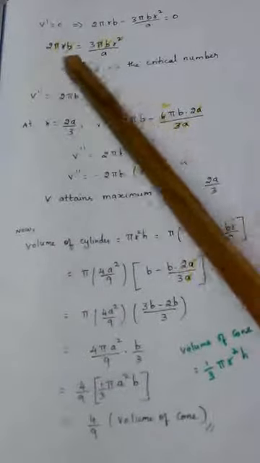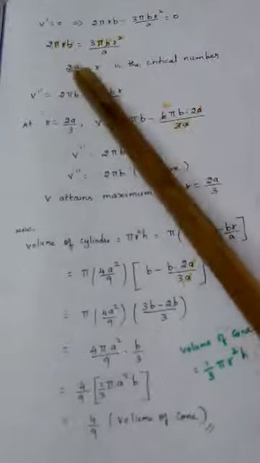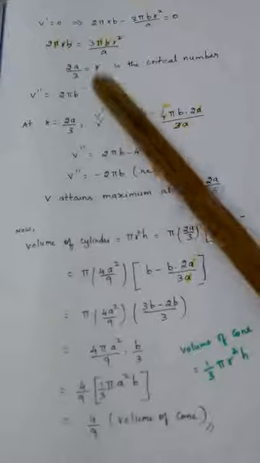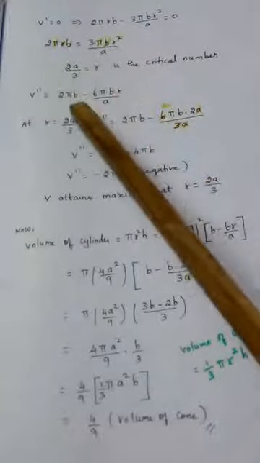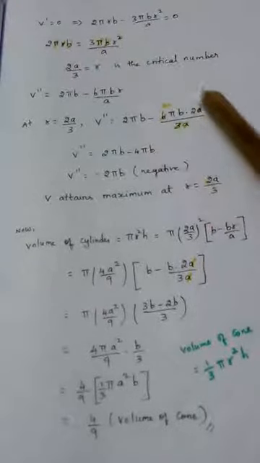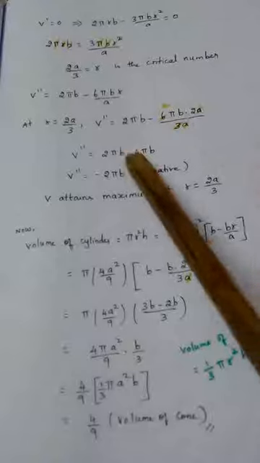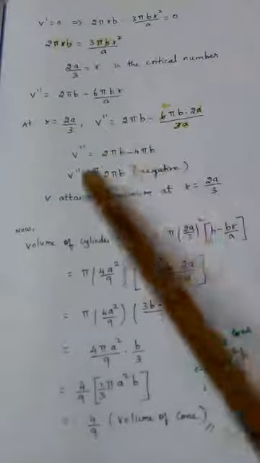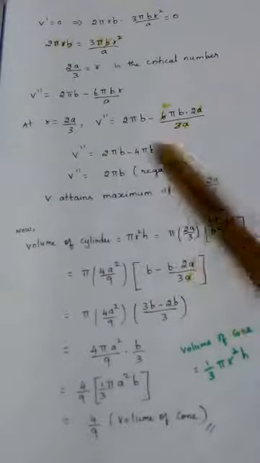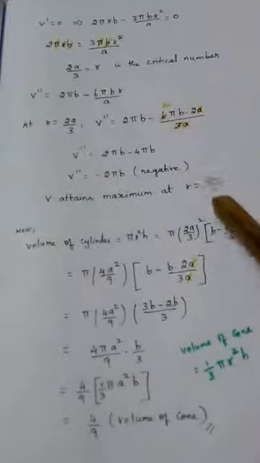In this, substitute the critical number. So at r is equal to 2a by 3, what happens for v double dash? 2 pi b minus 6 pi by a b. In place of r, you put 2a by 3. So 2a by 3, again cancelling this, becomes 4 pi b. Subtracting these two, minus 2 pi b, which is a negative number. Negative means the function attains maximum at where? R equal to 2a by 3.